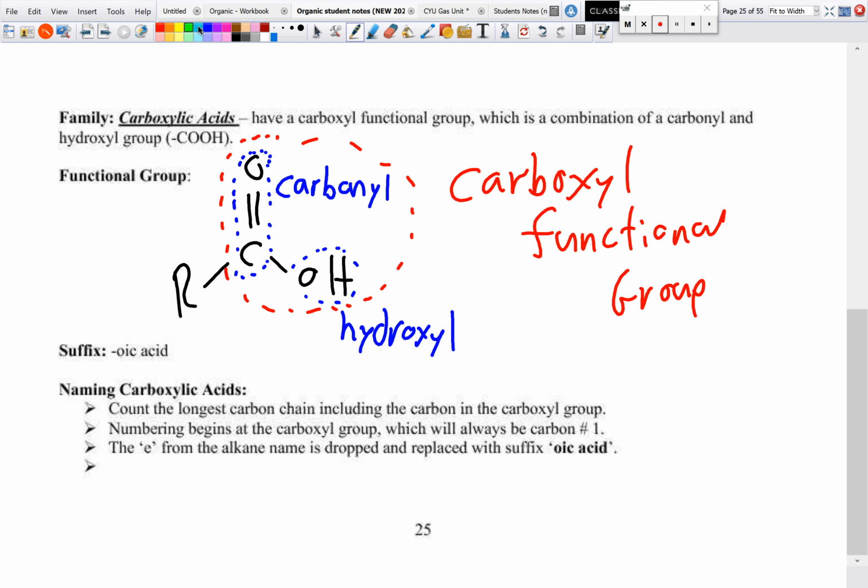no second guessing where carbon 1 is, because we are going to count our longest continuous carbon chain, including the carboxyl functional group, obviously. And this is the important one here. Numbering begins at the carboxyl group, and that is carbon 1 every single time. Now, how we name it, we drop the E from the alkane name and add the suffix oic acid.